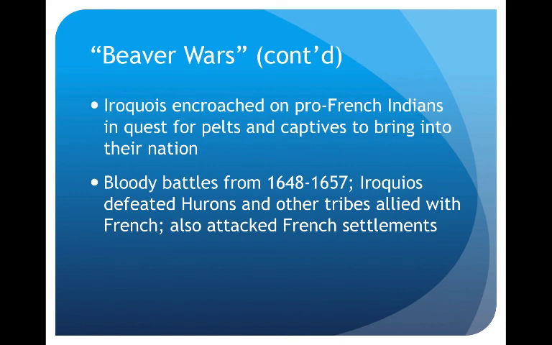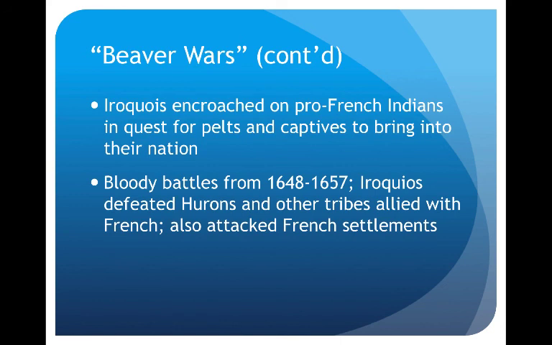In these battles, the Iroquois defeat the Hurons and other tribes. They also attack some French settlements. This is considered one of the bloodiest conflicts in the history of North America. Since the Iroquois had guns, they were able to not only defeat their other Native American enemies, but they also devastated the beaver population.